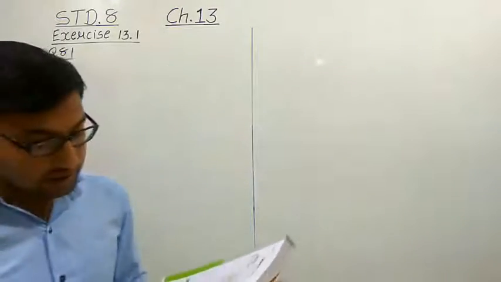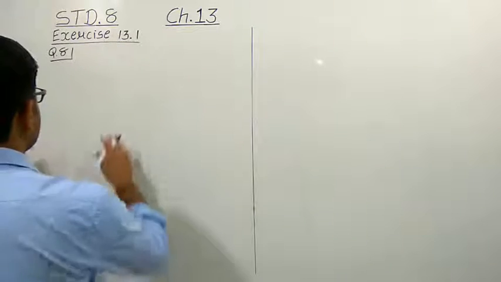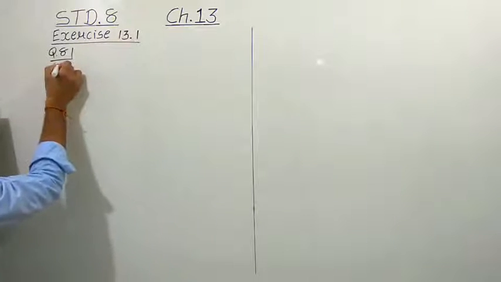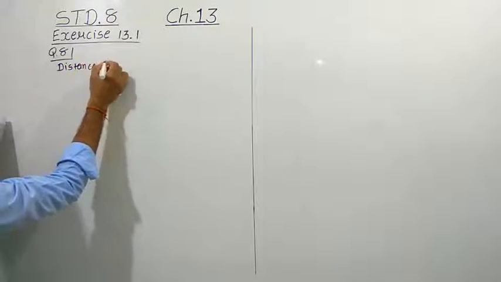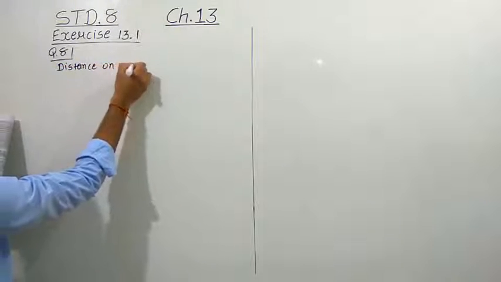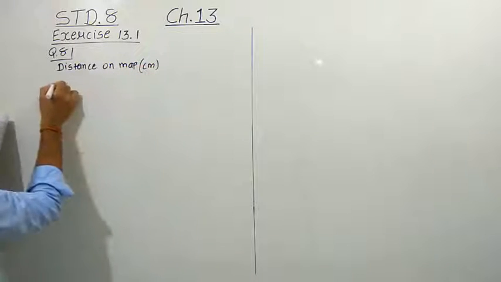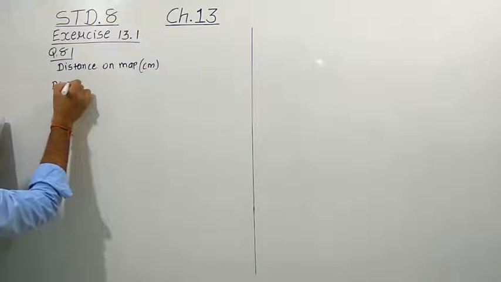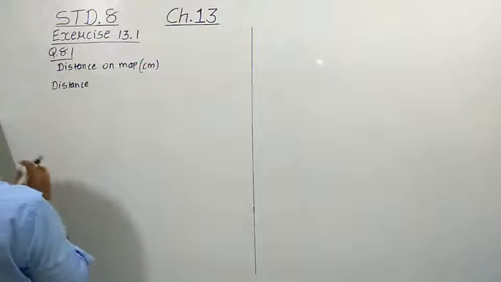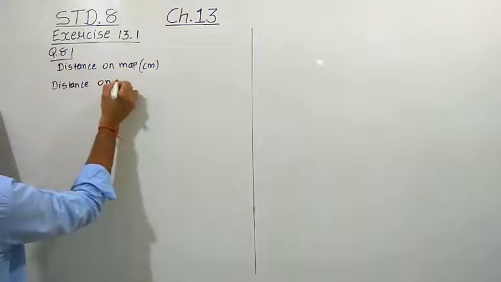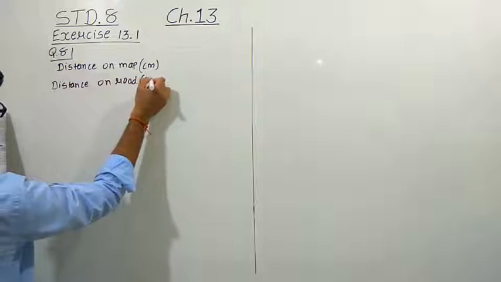So here two quantities are there. First is the distance on map. This is in centimeter. Second quantity is distance on road, or actual distance. We can also say that the actual distance. This is in kilometer.